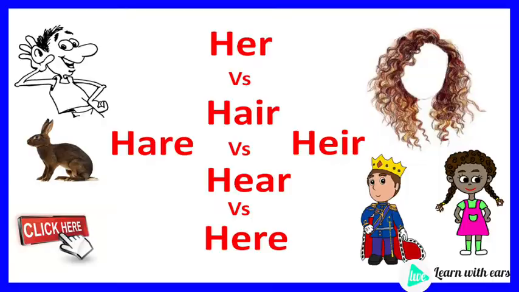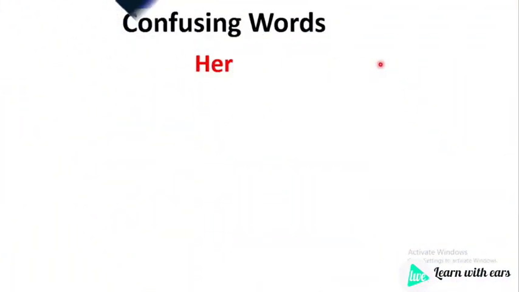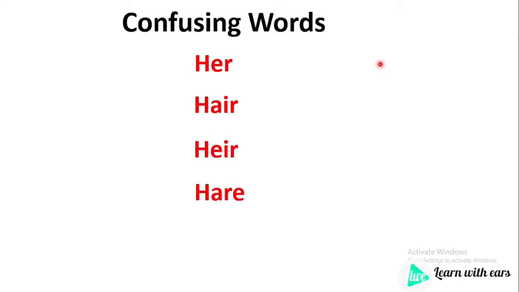In today's video, we're looking at confusing words. These are her, hair, hare, here, and hear.